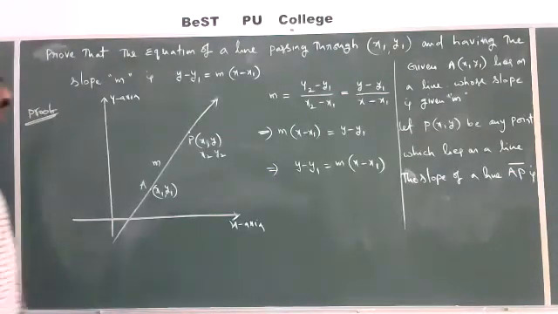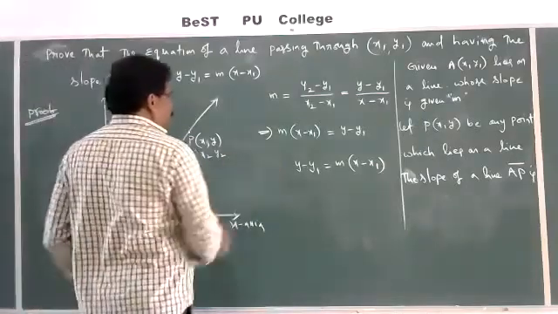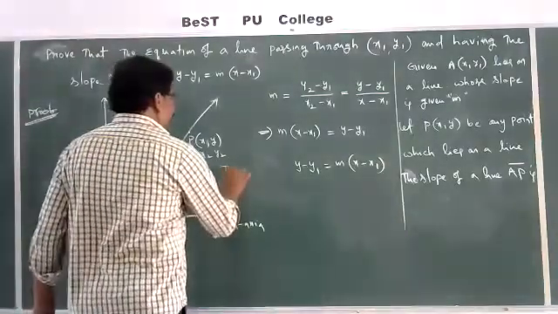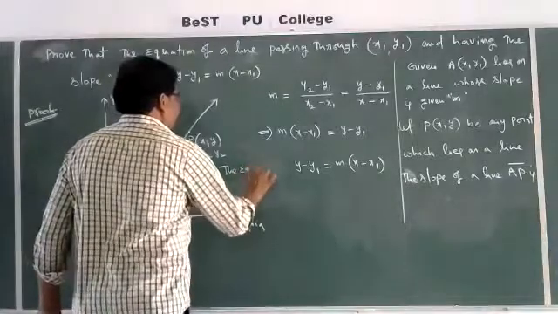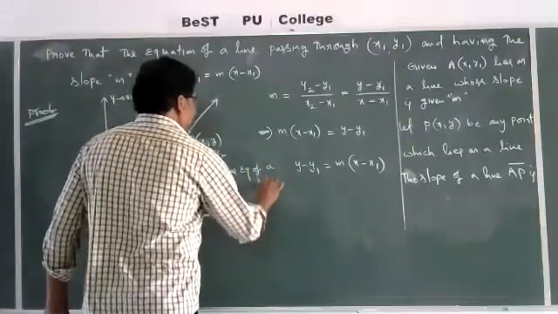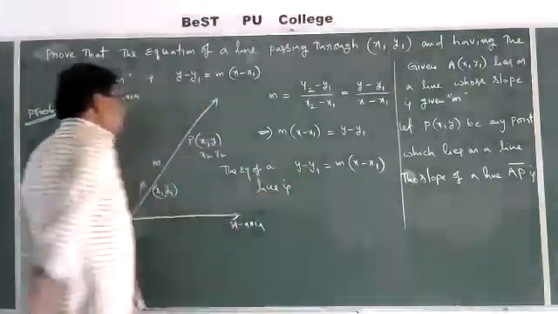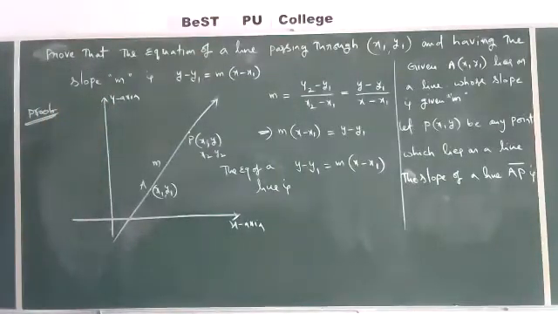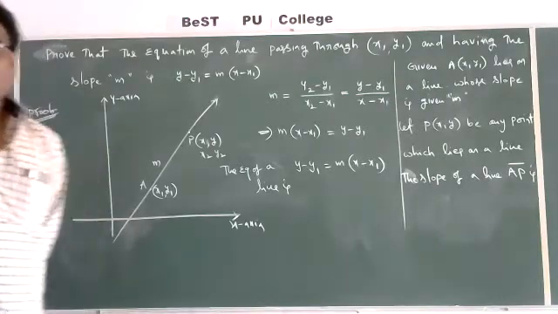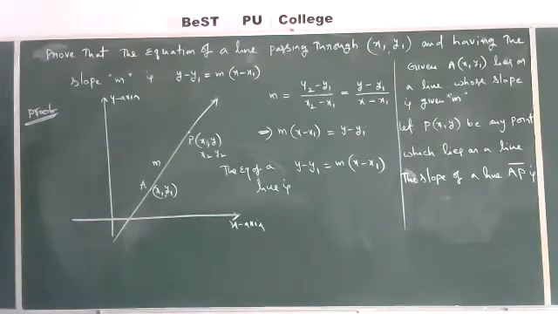Therefore, the equation of a line is y minus y1 is equal to m into (x minus x1).